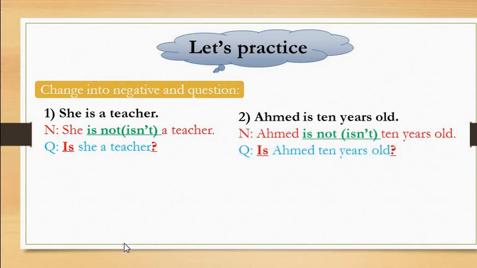Example 2. Ahmed is 10 years old. Change it into negative. Ahmed is not or isn't 10 years old. Where do you add not? After is. Ahmed is 10 years old. Change it into question. Start with is. The first letter has to be capital. Ahmed, the first letter has to be also capital because it's a proper noun. The answer will be, is Ahmed 10 years old? What do you put at the end? Question mark.